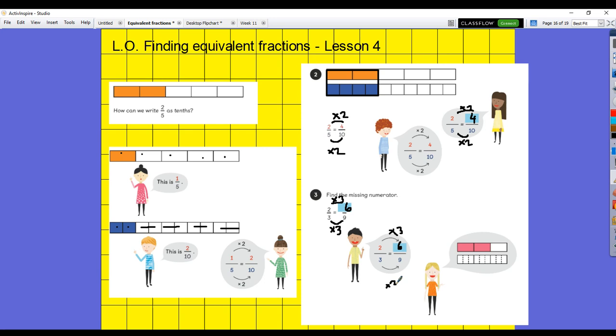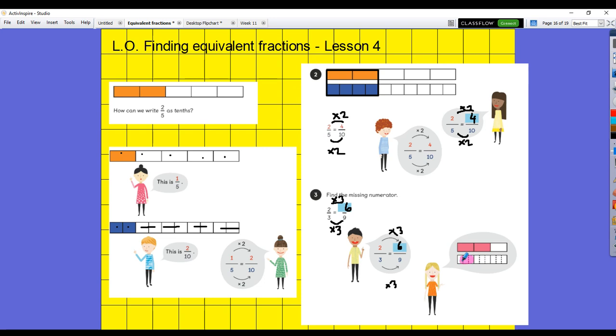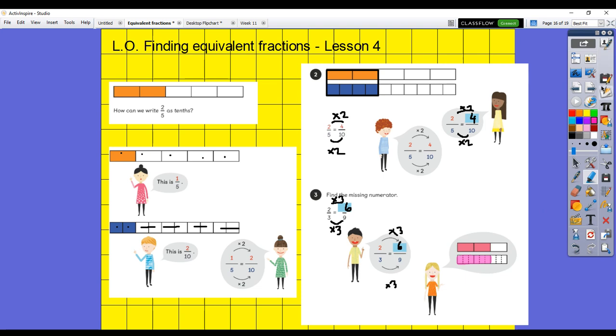Okay, and just to prove it to you with our bar model over here, I'm just going to highlight them in. So we've got 3, that's 3 parts, isn't it? And then 4, 5, 6. Yep, that's right. 2/3 is the same as 6/9.